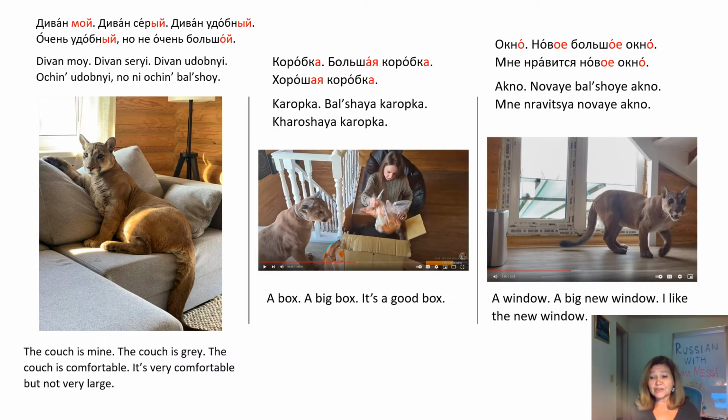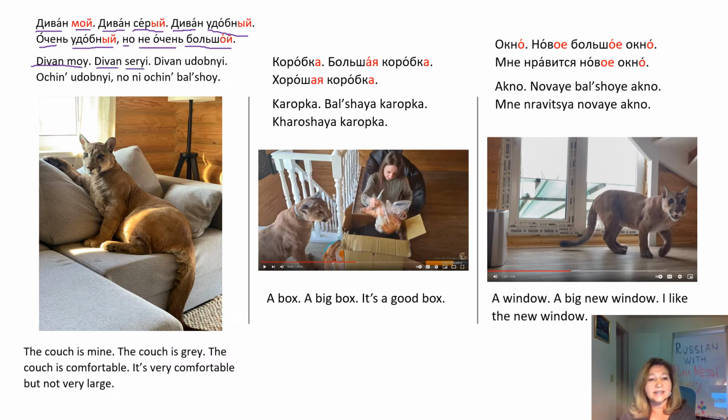And here, just to demonstrate more with examples how it works on different genders, the words that I found are again from Messi's life. You know pretty well all those nouns, all those words. And here we are playing with the word диван, a couch. Let's start reading. Диван мой. Диван серый. Диван удобный. Очень удобный, но не очень большой. Диван мой.